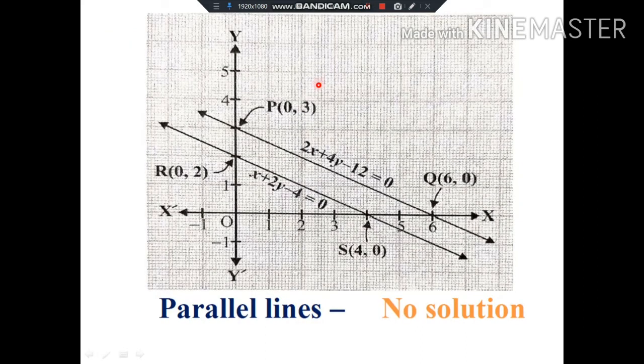Yes, children, under the condition a1 by a2 is equal to b1 by b2 but not equal to c1 by c2, the lines, when you plot it on a graph, will be like this. So these lines are parallel lines, therefore there is no solution for this type of equations.